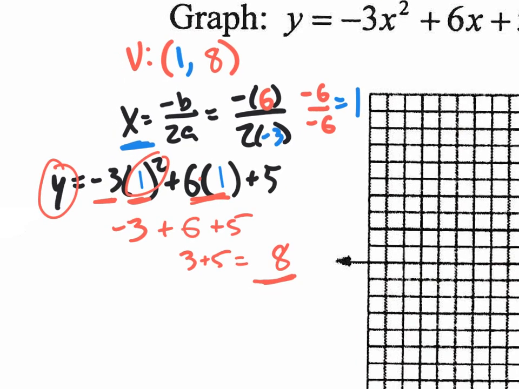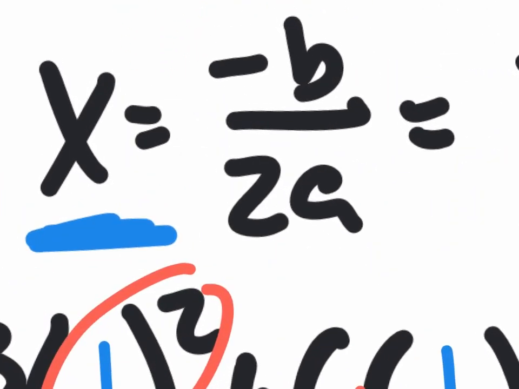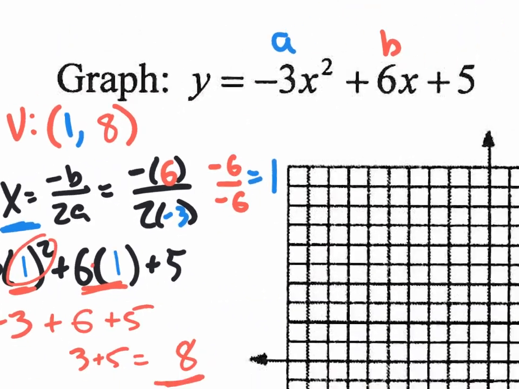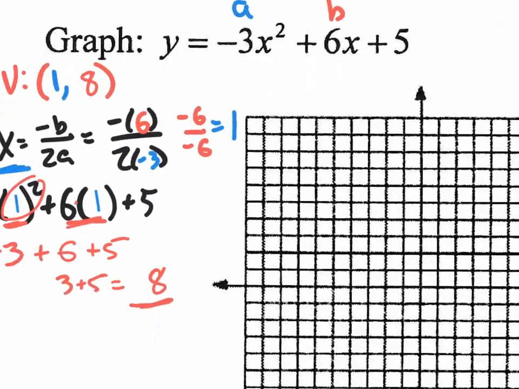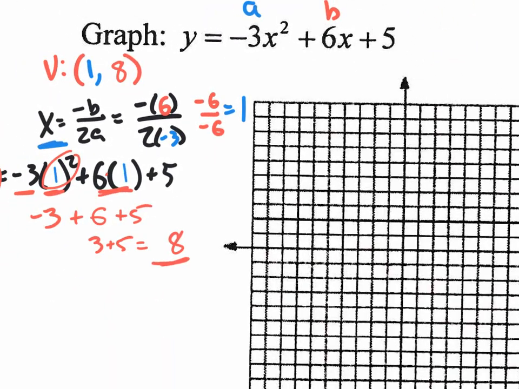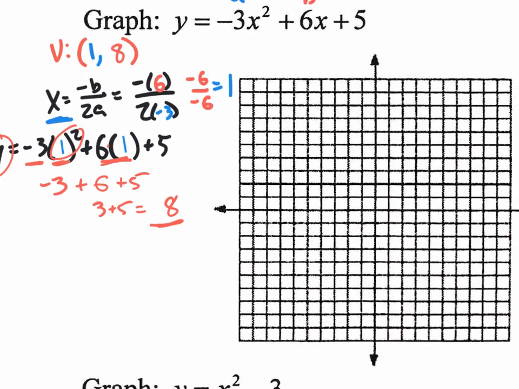So the only new challenging part today is memorizing this formula, x equals negative b over 2a, knowing where to get your b and your a from. It's from your standard form quadratic trinomial equation. And then once you have that vertex, everything else is the same. So let's graph the coordinate (1, 8). Go 1 on the x and 8 on the y. It'll be way up here.